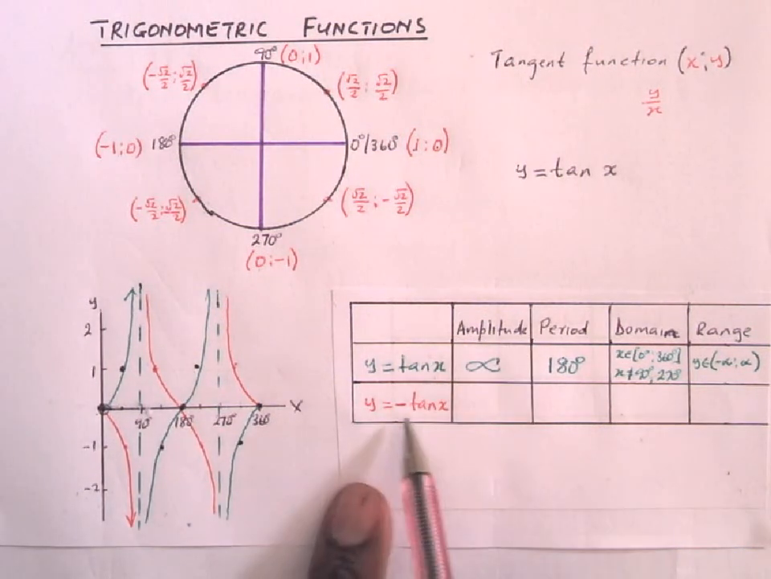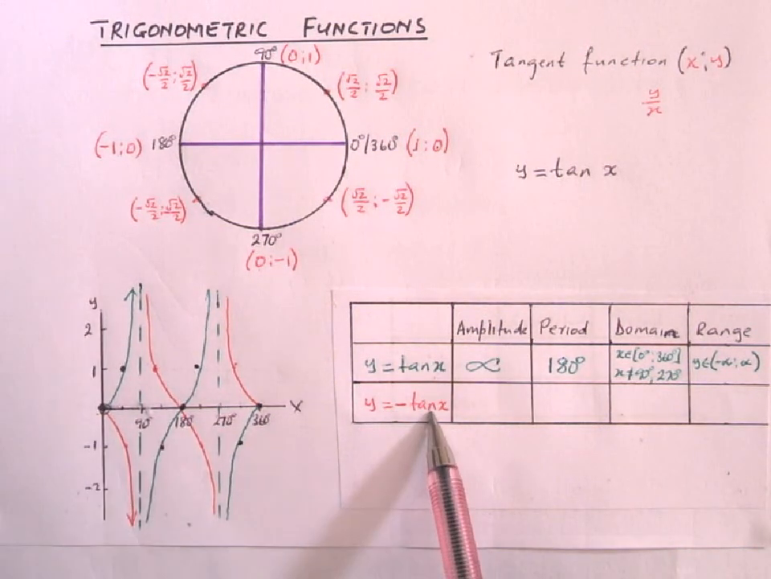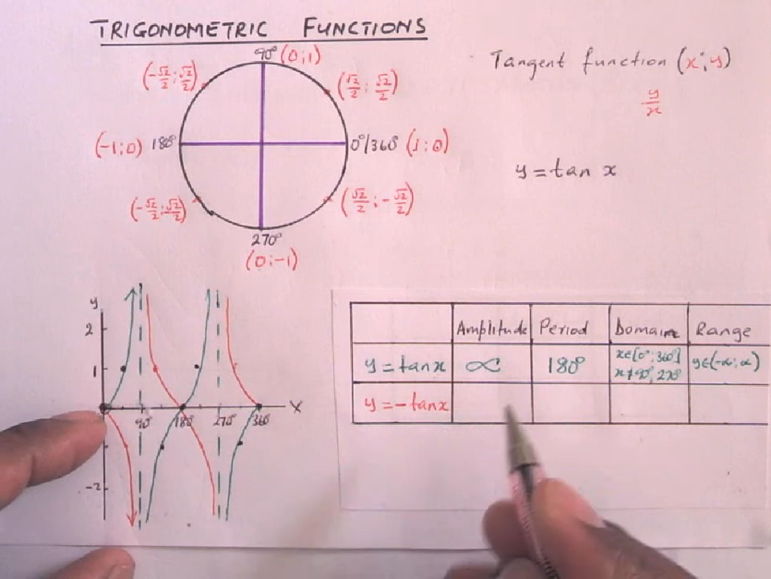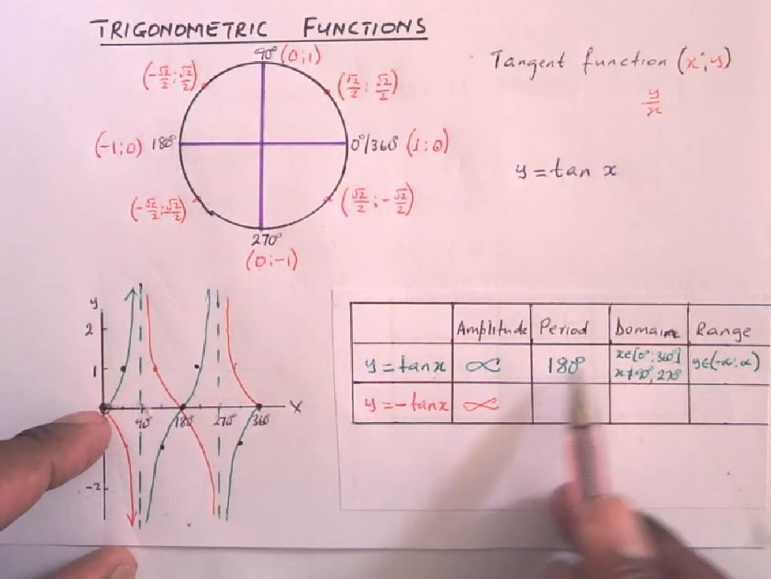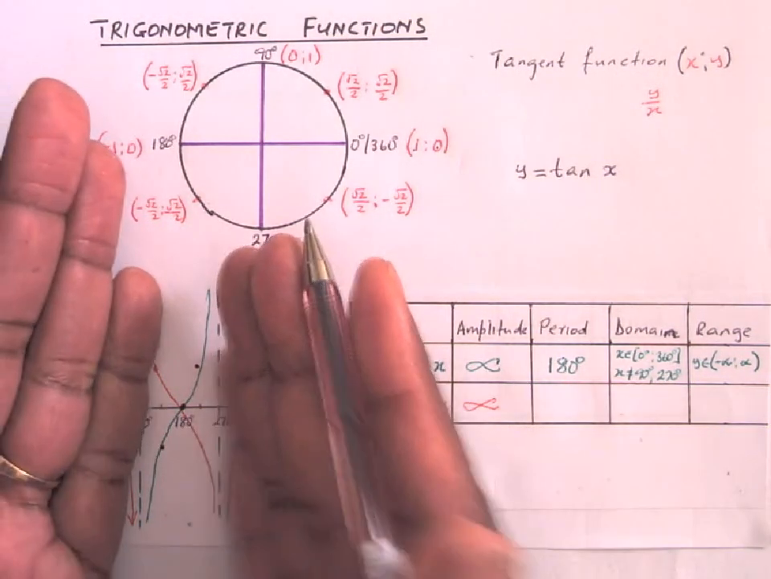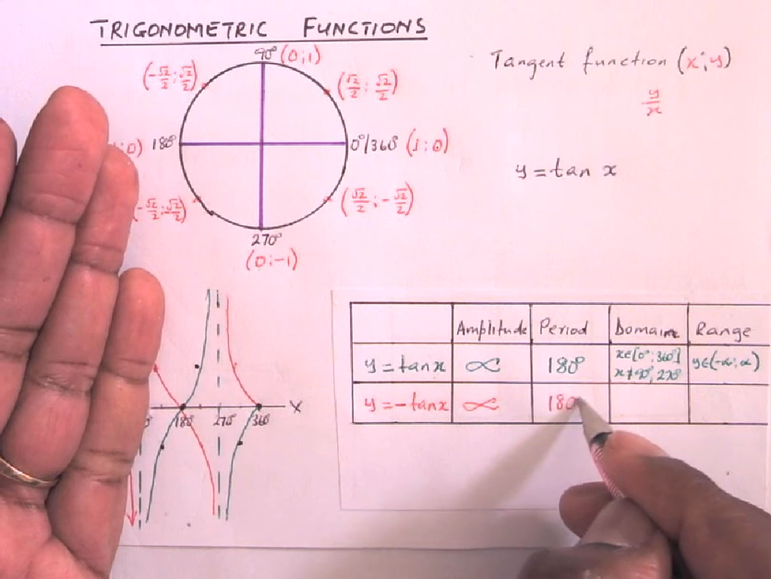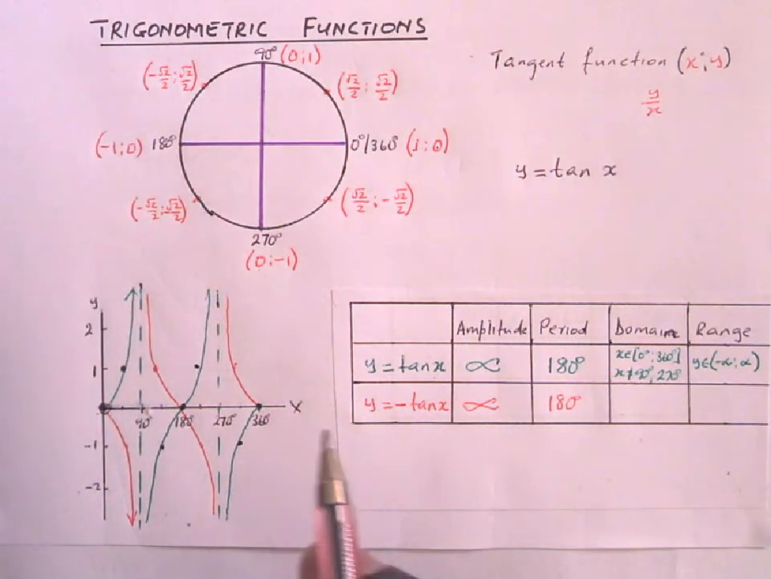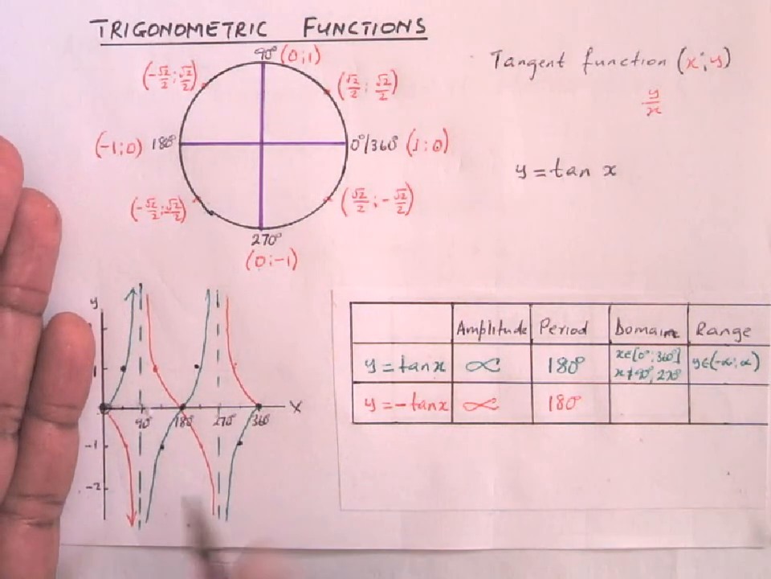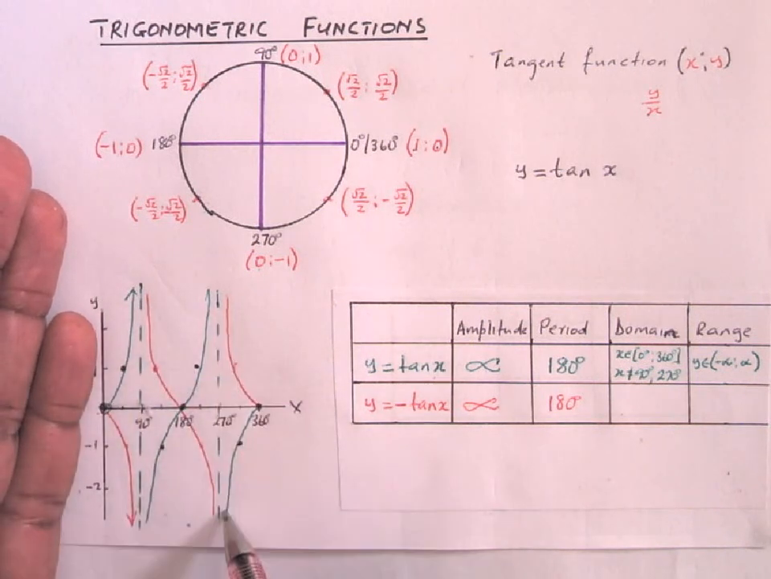So now let's try and fill this. What is the amplitude of this graph? Again, the amplitude is undefined. We don't know it. It's undefined. What about the period? How long is this? This is 180 degrees. And then what about the domain? The domain is the same as the green one. It can't be 90, it can't be 270.